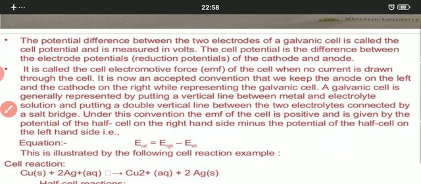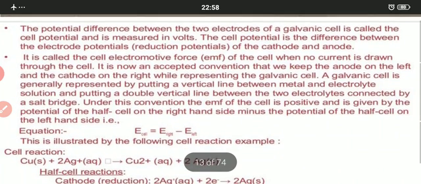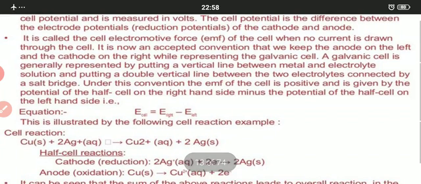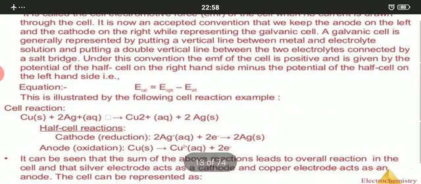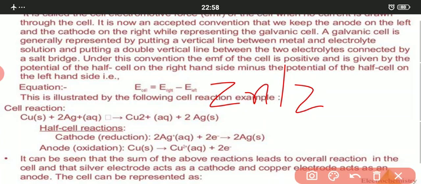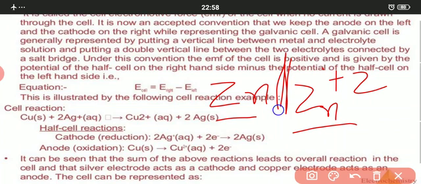A galvanic cell is generally represented by putting a vertical line between metal and electrolyte solution. For example, in a galvanic cell, zinc gets oxidized to Zn+2. So between electrode and electrolyte we put a single straight line.